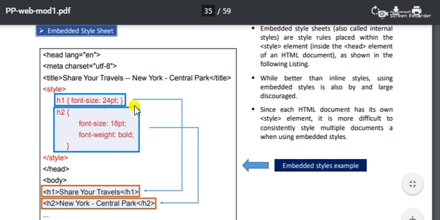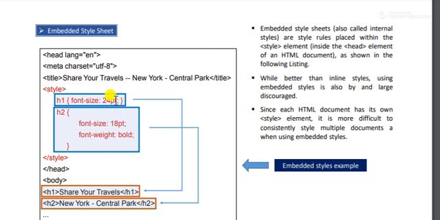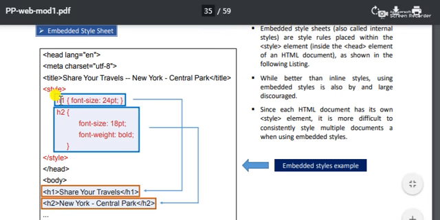For that we add property and value. The property is font size, which we are changing: font-size colon value 24 points, and end with a semicolon. Next, if you want to design H2 differently, then you call H2, open curly braces, font size, here they gave 18 points, and then font weight bold. Like this you can apply the design by using internal CSS.